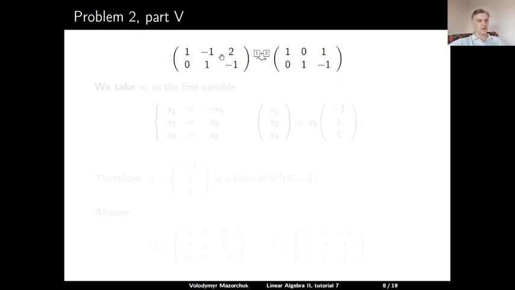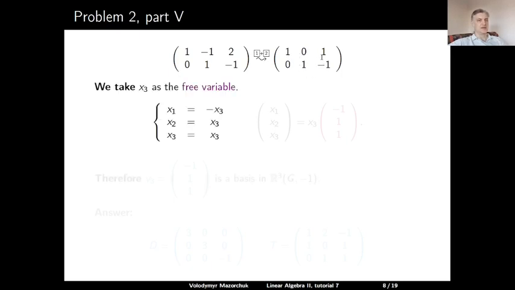And now we can use this 1 to kill this -1. We add row 2 to row 1. So we get 1, 0, 1, 0, 1, -1. Now we have a row echelon form with leading elements in column 1 and 2.